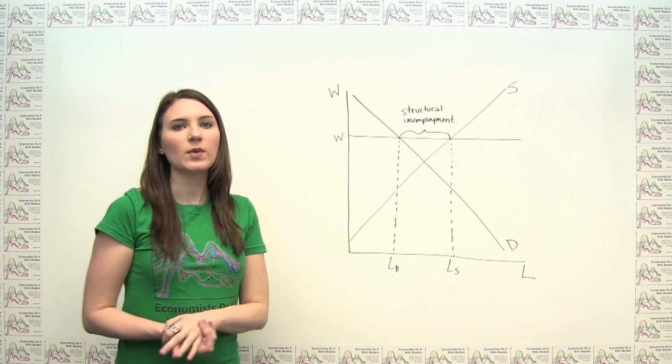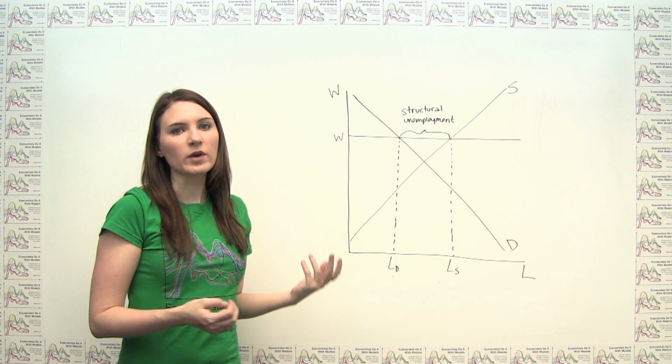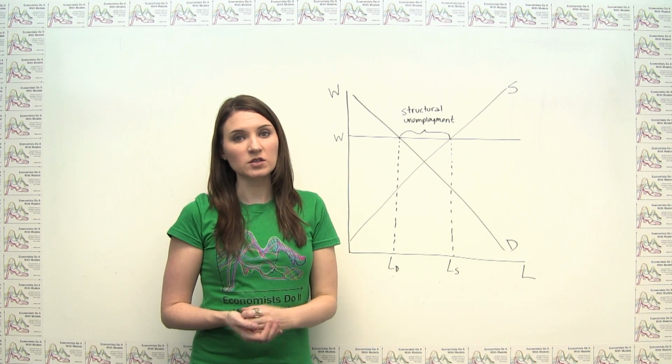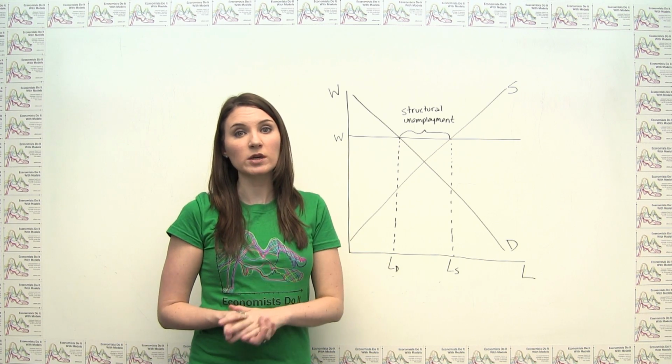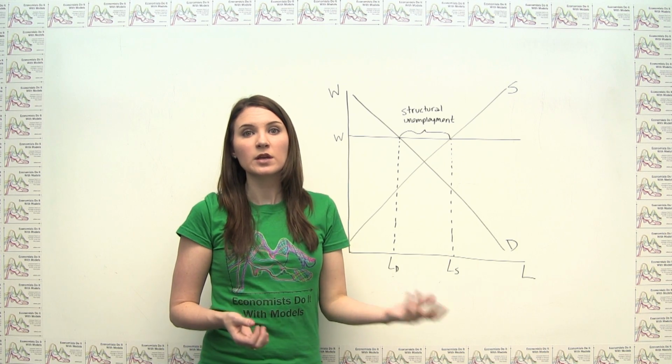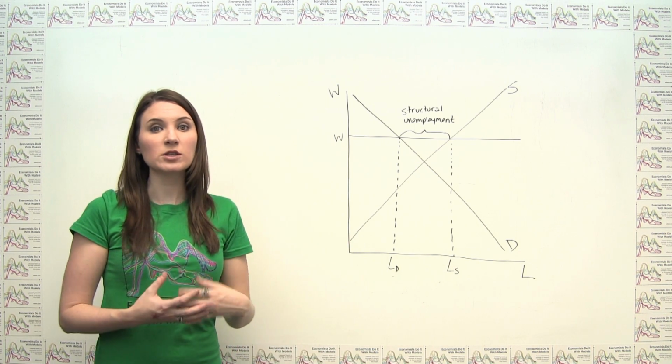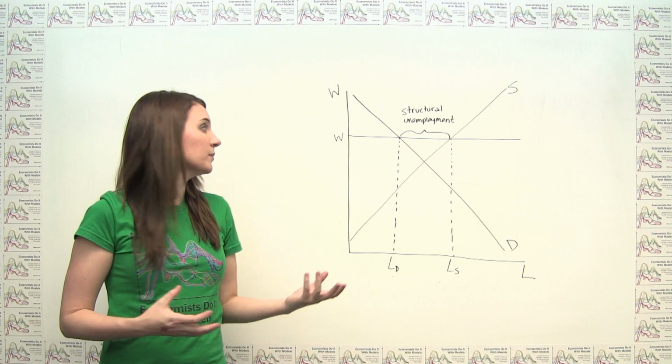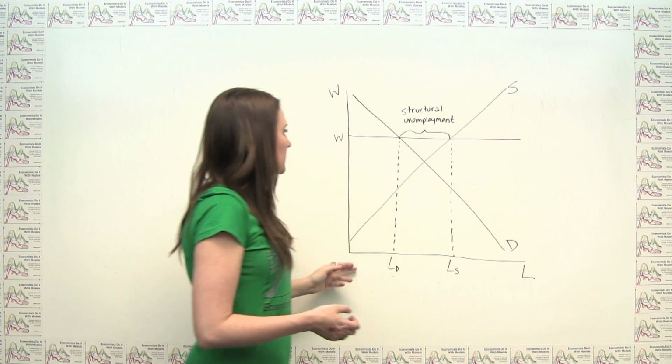There are two ways to think about structural unemployment. One way is that structural unemployment occurs because some labor markets have more workers than there are jobs available, and for some reason wages don't decrease to bring the markets into equilibrium. So that's, for example, what we can see here.